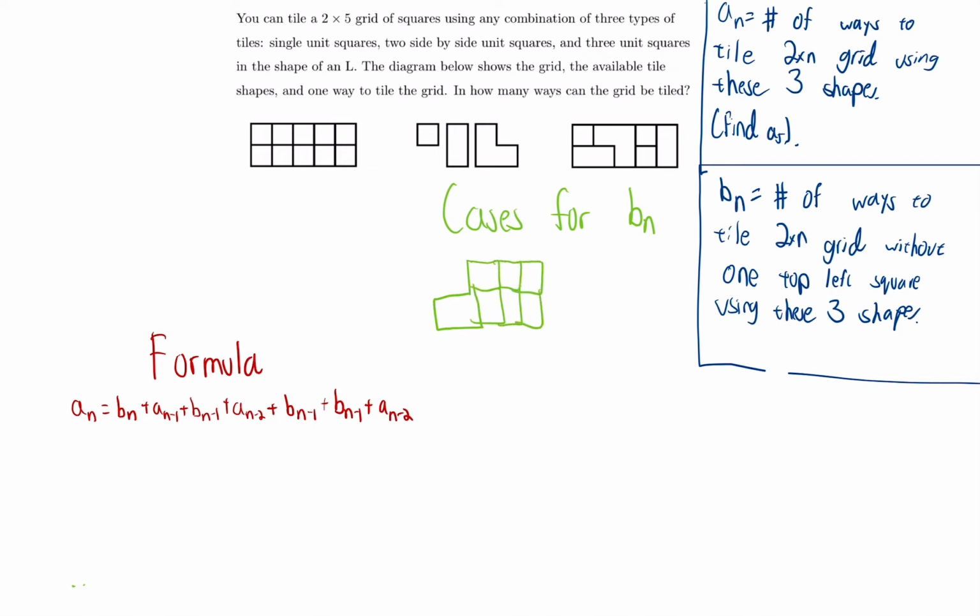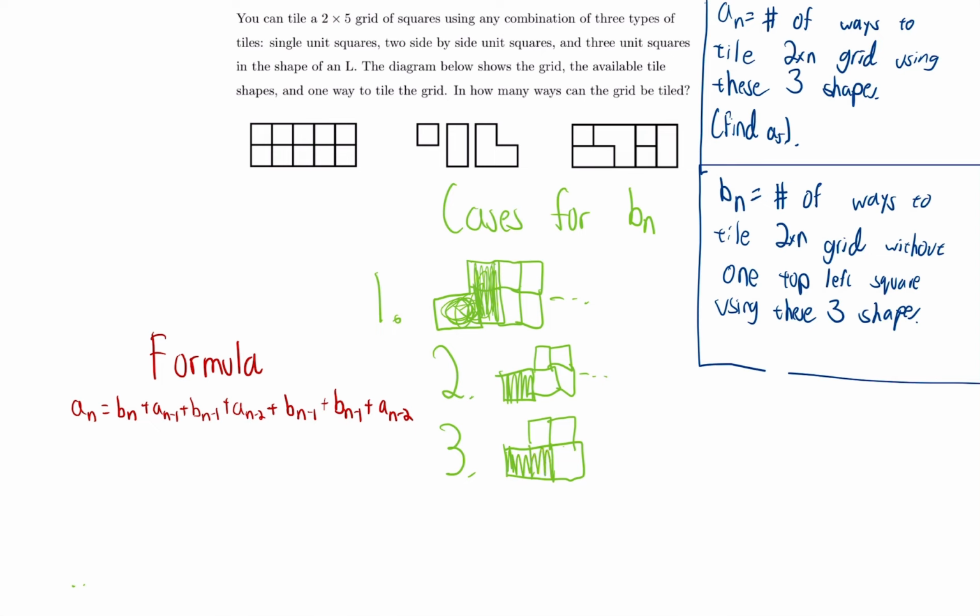So the first case is if there's just an L shape like that. The second case is if there's just a 1 there. In the third case, there's a 2 right there.